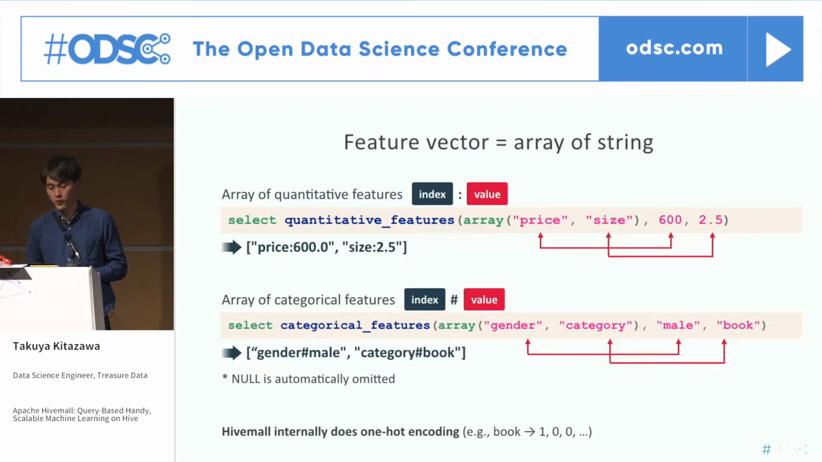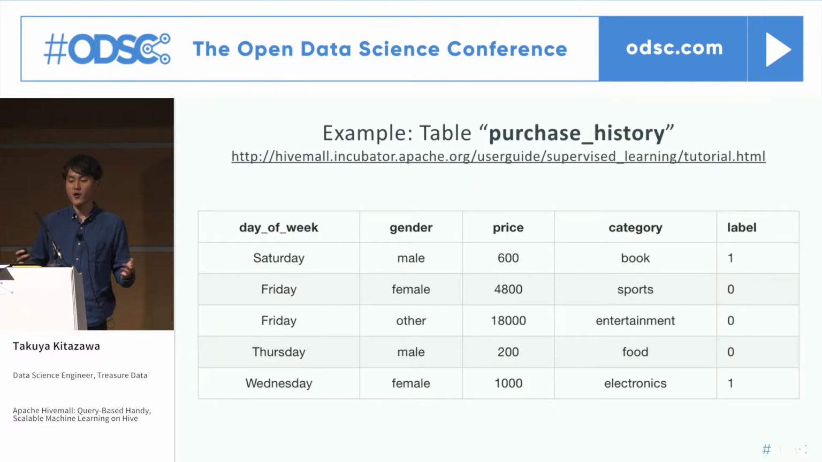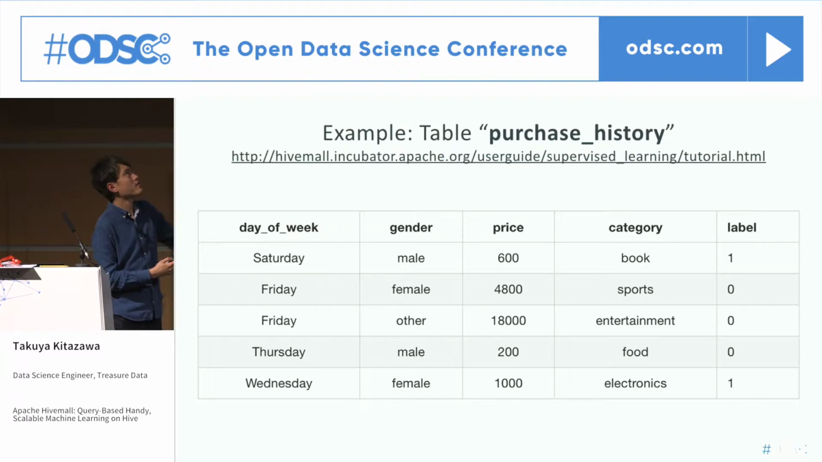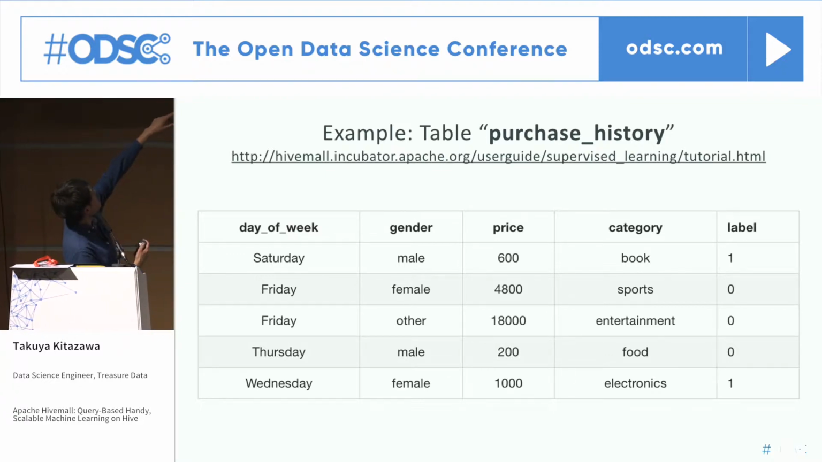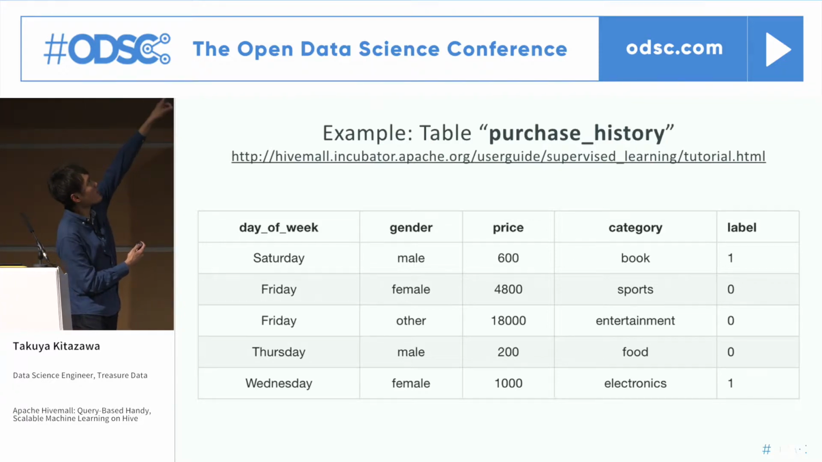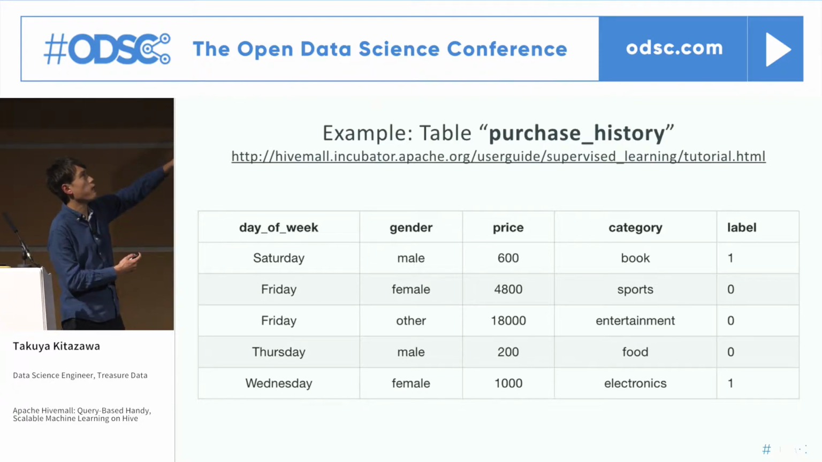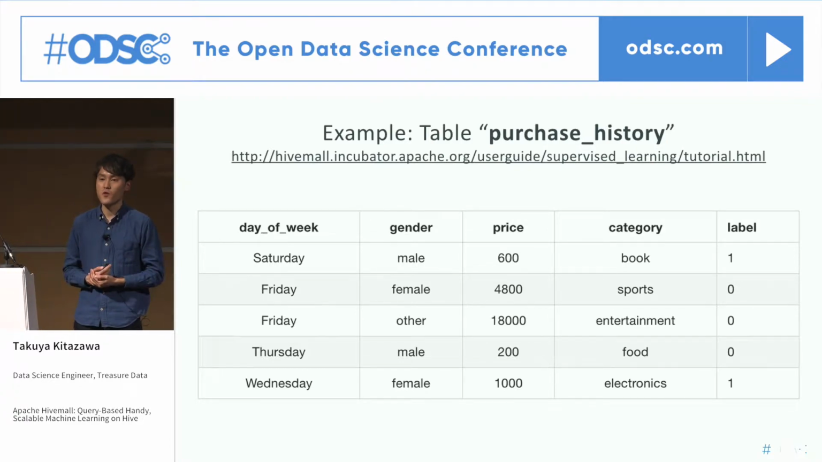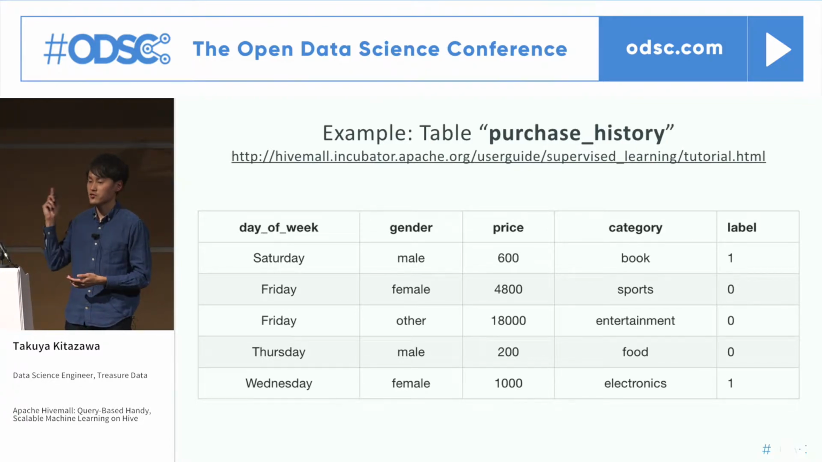So let's see a more concrete example here. Imagine you have a table named purchase history. Each record represents whether this situation leads to a purchase or not. There are 4 features here: day of week, customer's gender, product price, and its category. And the final column, label, says whether this situation is a purchase or not.